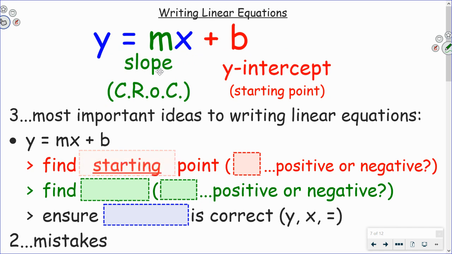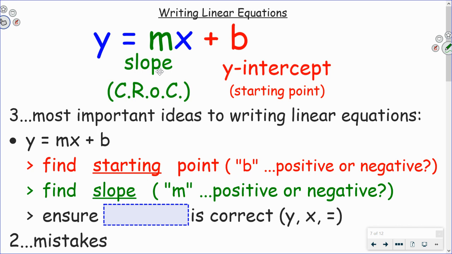Three most important ideas to writing equations. First, find that starting point. That's the b term, that's the number that's on the end. And just make sure to ask yourself, does it start in the positives or does it start in the negatives? Then find the slope. That would be the m coefficient in front of the x, in front of the variable term. Again, ask yourself, is it positive or negative? Lastly, ensure that your formatting is correct. Make sure you got a y equals. Don't forget that equal sign. Make sure you have an x in there as well.